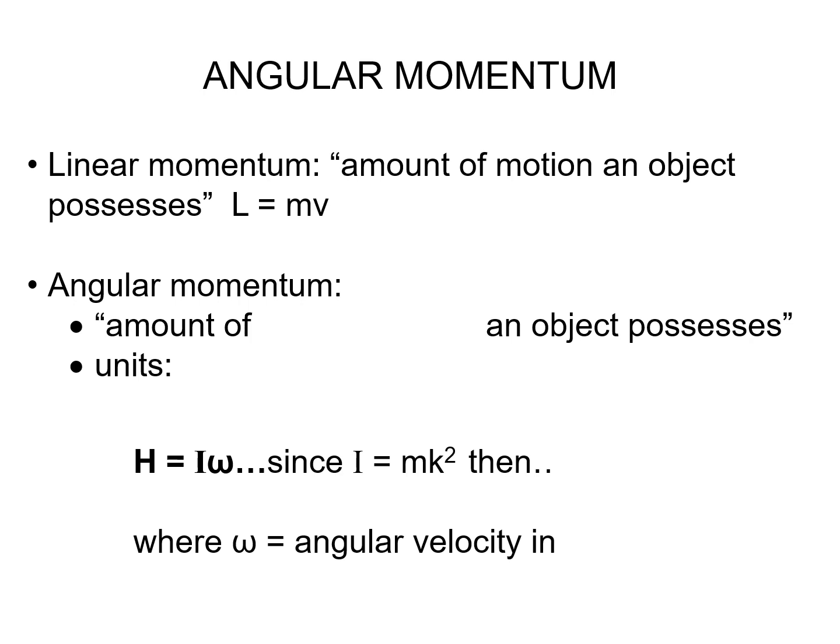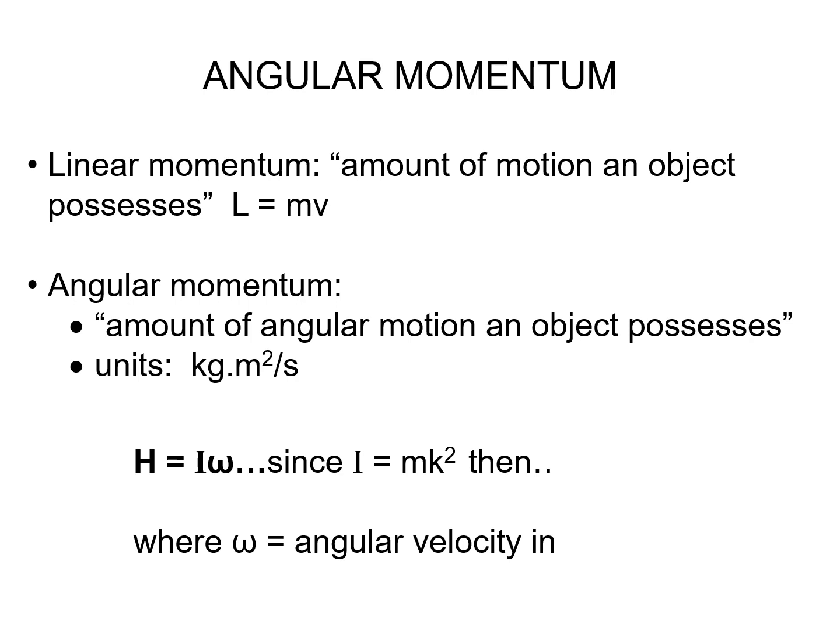So now let's talk about angular momentum. With linear momentum, it's the amount of motion an object possesses, which is mass times velocity. But with angular momentum, we're looking at the amount of angular motion an object possesses. And our units are kilogram meters squared per second.